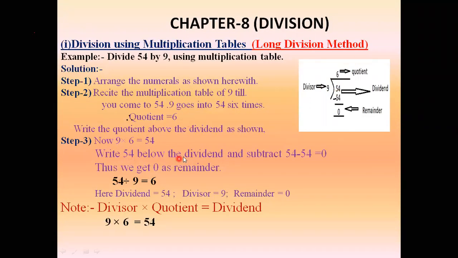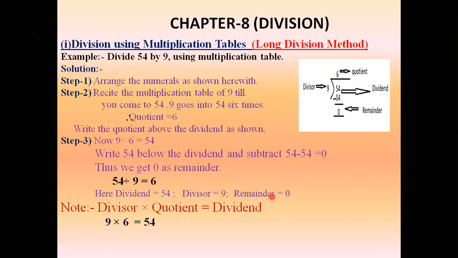Now write 54 below the dividend and subtract 54 minus 54, and we get 0. Thus we get 0 as the remainder. Now 54 divided by 9, we get 6 as the quotient. Here dividend is equal to 54, divisor is equal to 9, and the remainder is equal to 0.